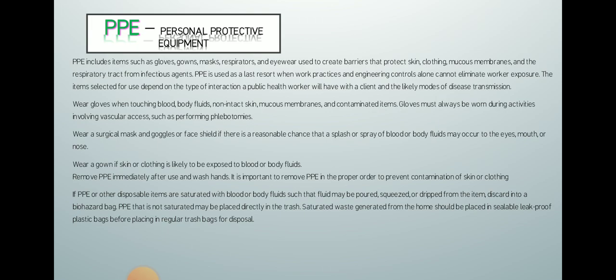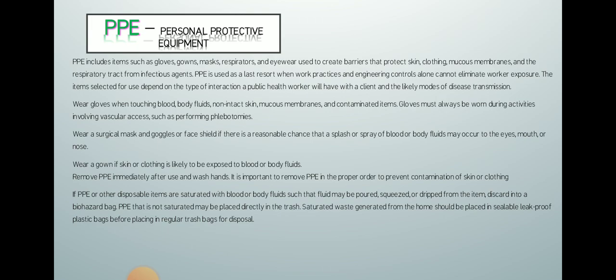Next is PPE or personal protective equipment. PPE includes items such as gloves, gown, mask, respirators, and eyewear used to create a barrier that protects skin, clothing, mucous membranes, and the respiratory tract from infectious agents. PPE is used as the last resort when work practice and engineering controls alone cannot eliminate worker exposure. The items selected to use depend on the types of interactions a public health worker will have with the client and the modes of disease transmission.